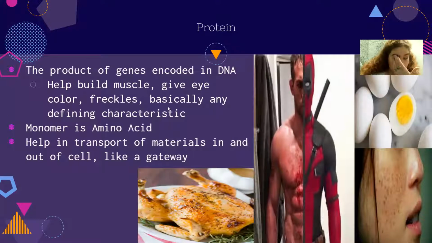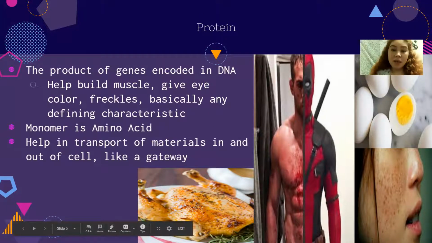Proteins, you hear a lot about proteins. Proteins are the product of cells. They must be built by cells. DNA, all it really does is encode information about proteins, and those proteins do all of the things that you think of living things doing. They help build muscle, they give eye color, freckles, basically any defining characteristic. The monomer is an amino acid. So amino acids, there are about 20 different amino acids that make up all proteins and all living things. And we'll get to those when we get to genetics. We'll actually look at what are the names of each of those amino acids.